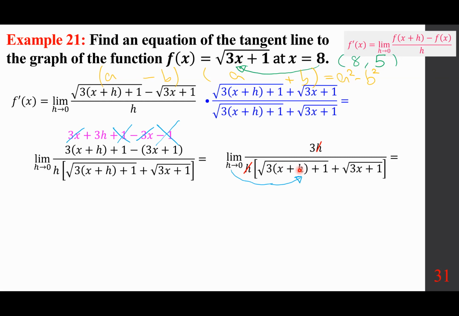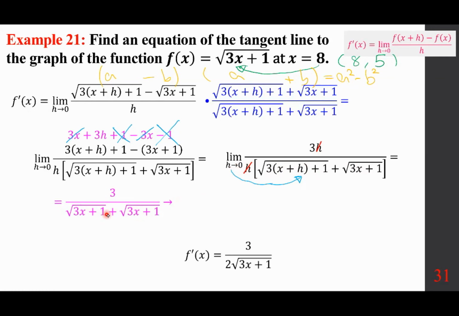When you do that, this becomes 3x plus 1, and I hope you realize that the two are identical. That was the same thing. Remember, we are dropping the h when you plug in, and so we have 2 of that. So f prime is 3 over 2 square root of 3x plus 1.